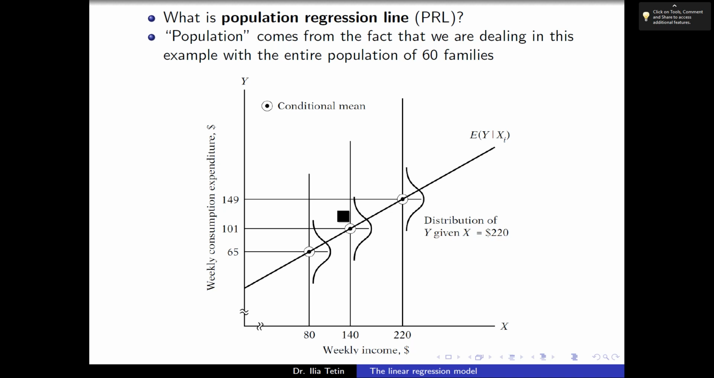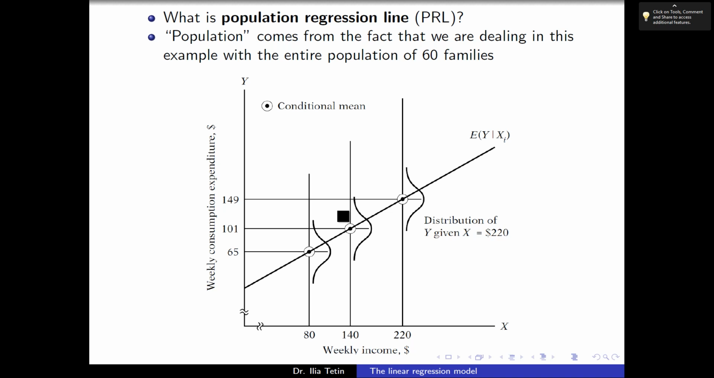What will be the probability of 149? And we can see that those values are declining, declining, declining. There might be a very, very small chance to have the value of 149 consumption, given that the family income is 80. Very small. The same kind of thing happens on the left-hand side.